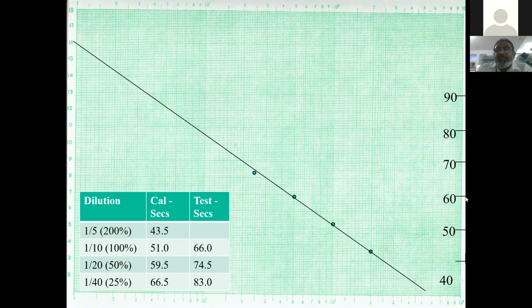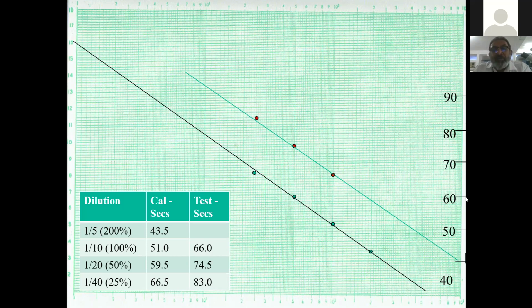Now the patient will be 66 for 100%. For 50% it is 74.5, which is the point between 70 and 80. And then you have 83 for the 25% of the patient's plasma. And that also is connected by a straight line, and these two lines are parallel. So I now say that my assay qualifies very well because I have achieved all the 3 rules for the one stage APTT based assay.